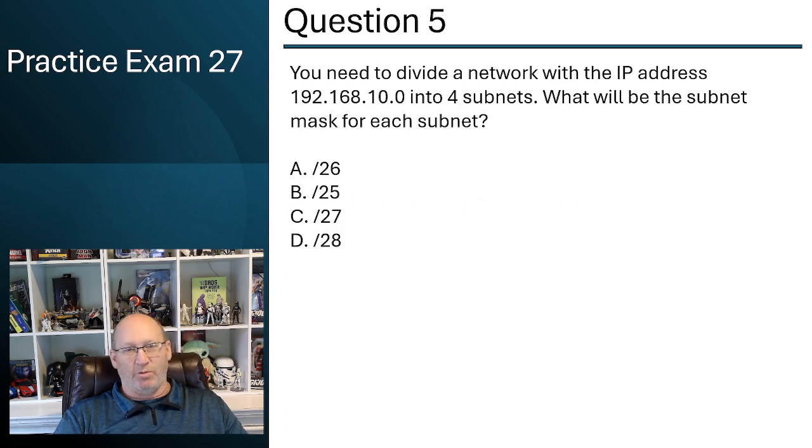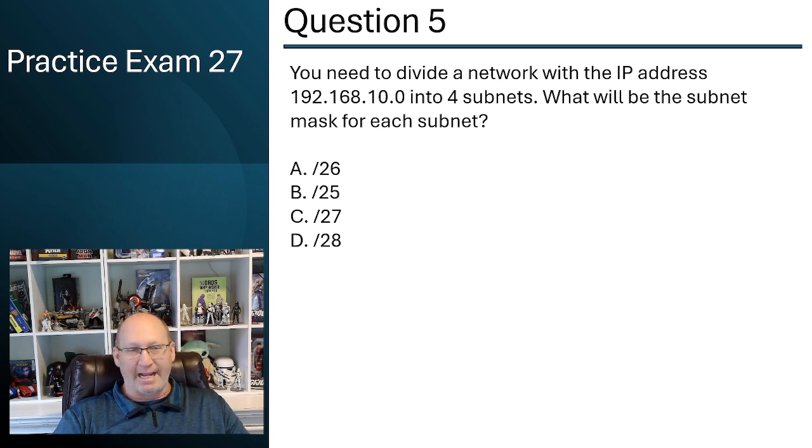You need to divide a network with the IP address 192.168.10.4 into 4 subnets. What will be the subnet mask for each subnet? What's the CIDR? That's what we're asking here. If you said A, 26, you might be right. 25 might be correct. 27 or 28? I'll give you a second. If you guessed A or B, those are going to be our top answers on the board, 25 or 26. Very easy way to figure this out, which I'll tell you in a minute.